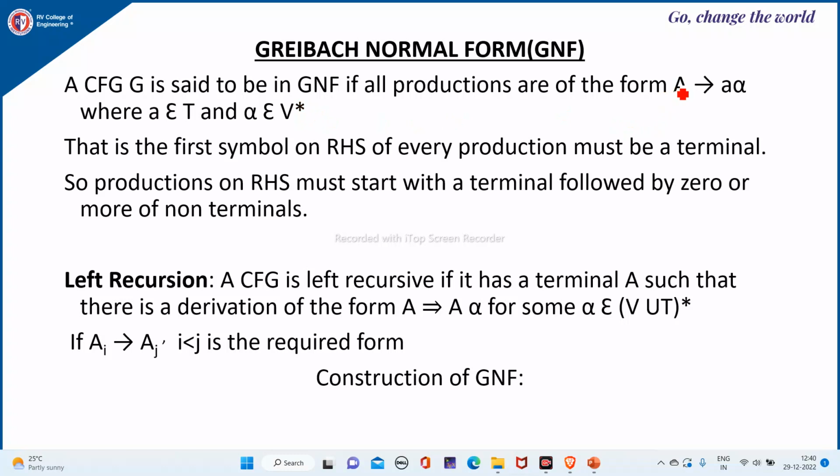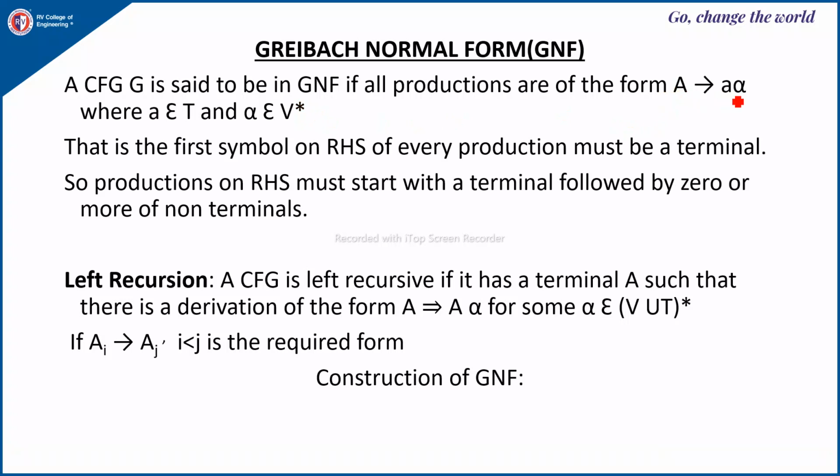That is nothing but, on the RHS, the first symbol is a terminal followed by any number of variables. That is, the first symbol on the RHS of every production must be a terminal. So the productions on the RHS must start with a terminal followed by 0 or more non-terminals. For this, we should first know what left recursion elimination is. So first is left recursion.